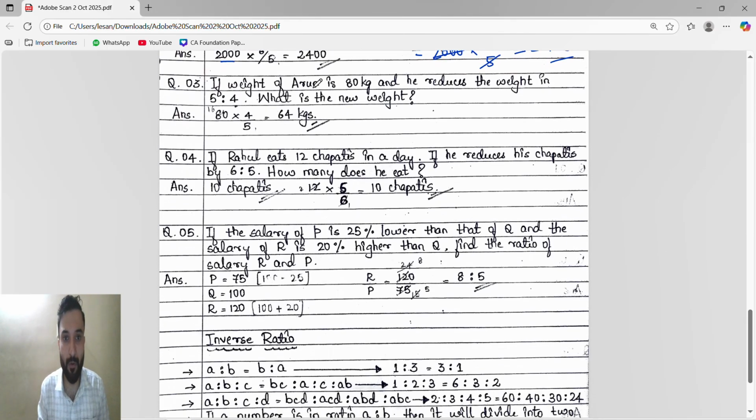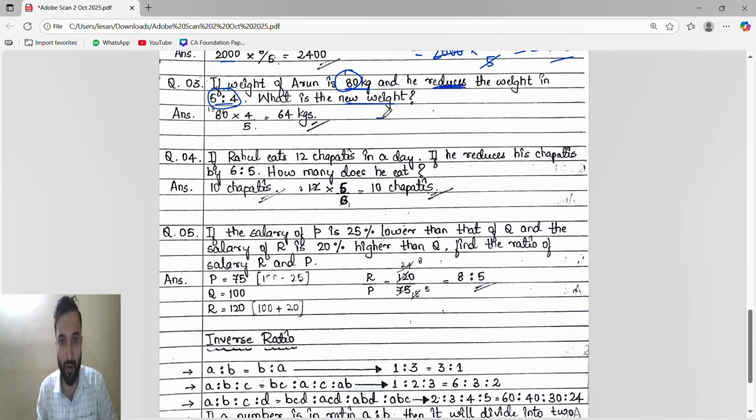Next, if the weight of Arun is 80 kg and he reduces the weight in 5:4, what is the new weight? Means the given quantity is there, and it decreased in some ratio. You have to find the new quantity. The same thing, guys: any quantity is given, either it is increased in some ratio, we have to find the new quantity, or it decreased in some ratio, we have to find the new quantity.